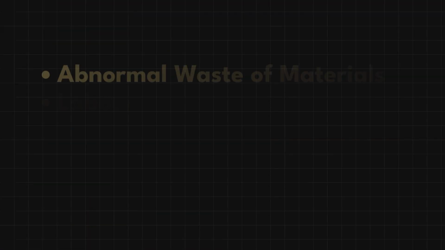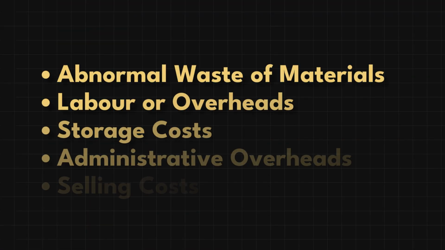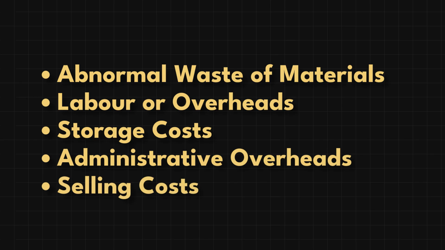Excluded from inventory costs are abnormal waste of materials, labor or overheads, storage costs unless required in production, administrative overheads not bringing inventories to condition, and selling costs. These are expensed in the period incurred.